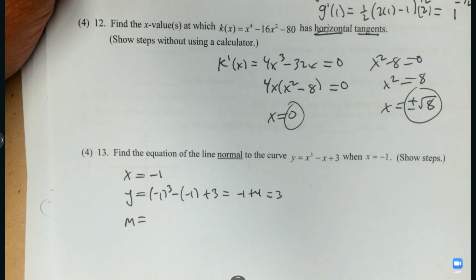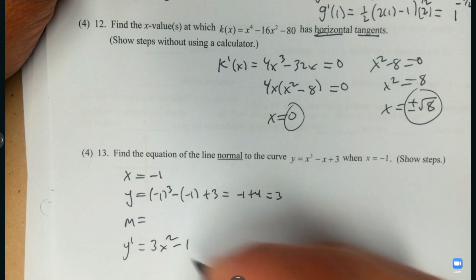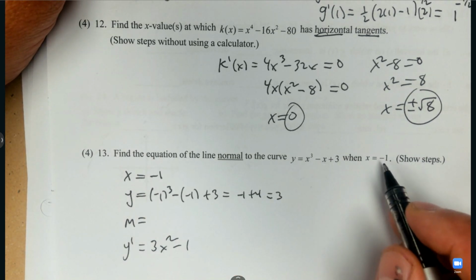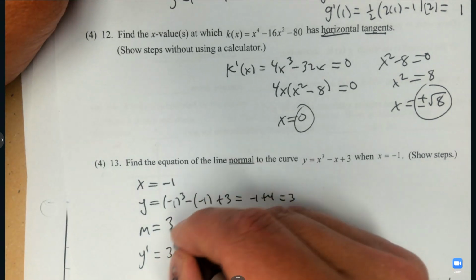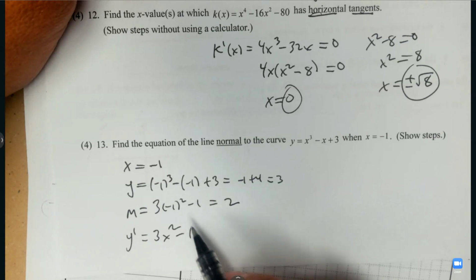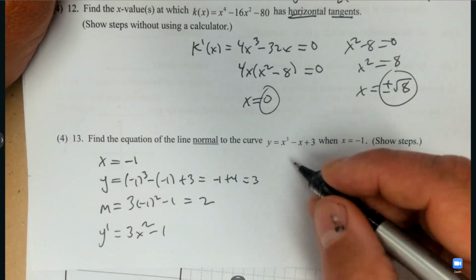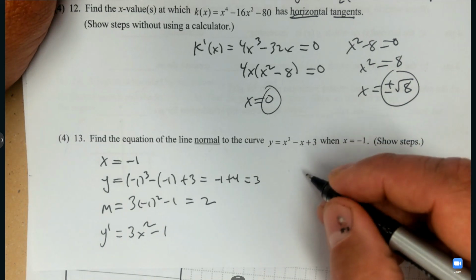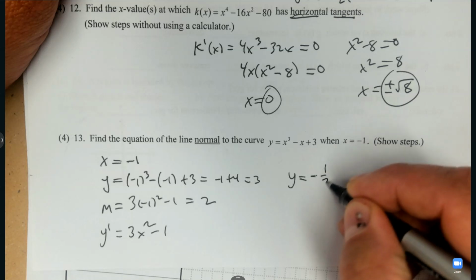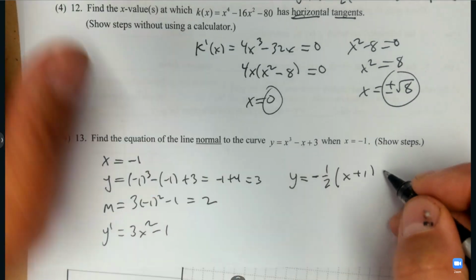And then for the slope, I need to do the derivative. So we have the derivative, which is 3x squared minus 1. I'm going to plug negative 1 in and solve it. But then I need to do something. I plugged negative 1 into the slope and got my answer. Now for the tangent line, it would be that slope. But for normal, I have to do the opposite reciprocal. So I need to go negative 1/2, then it's x plus 1, and then plus 3.